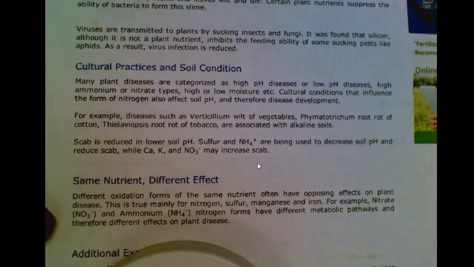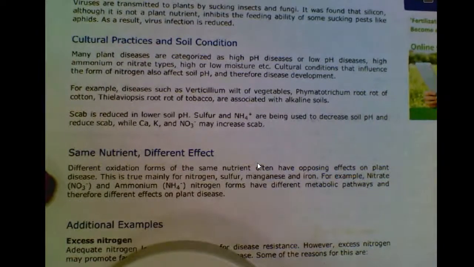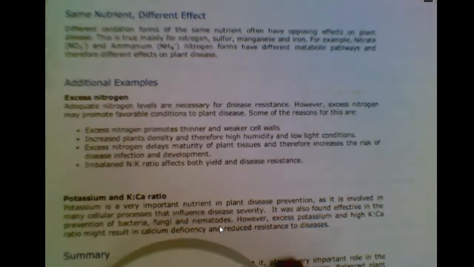Okay, and here's an example of same nutrient, different effects. There are different oxidation forms in the same nutrient that have opposing effects on plant disease. Nitrogen, sulfur, manganese, and iron are the examples. Nitrate and ammonium nitrogen forms have different metabolic pathways and therefore different effects on plant disease. So depending on how the disease spreads, the type of nitrogen that you put out could either increase or decrease it.